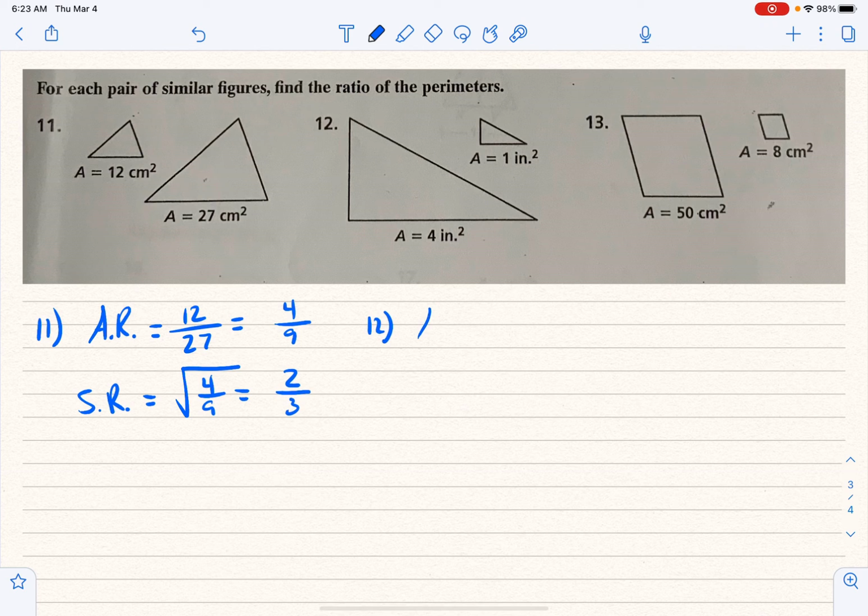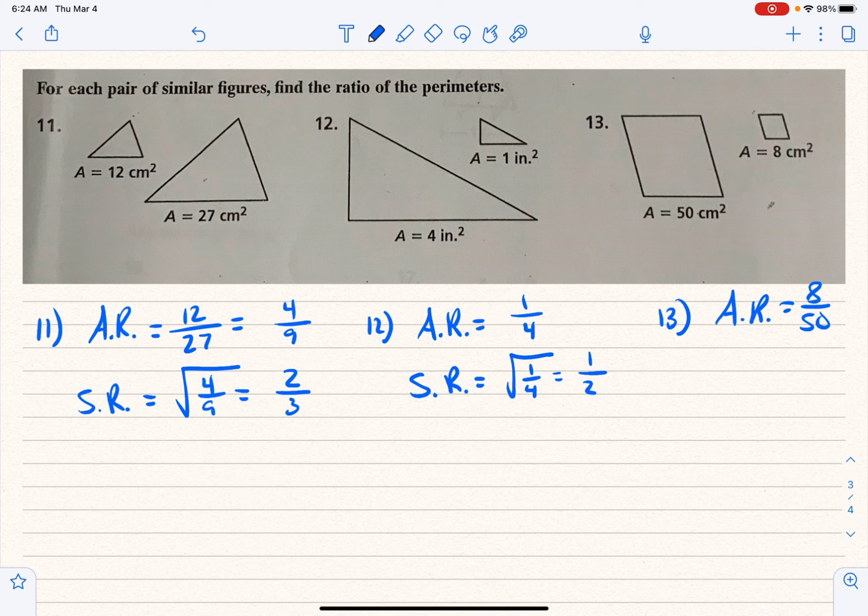Number 12, the area ratio is 1 to 4. So therefore, the similarity ratio is going to be the square root of 1/4, or 1 to 2. Square root of 1 is 1. Square root of 4 is 2. And number 13, the area ratio is 8 to 50. So therefore, the similarity ratio is the square root of 8 to 50.